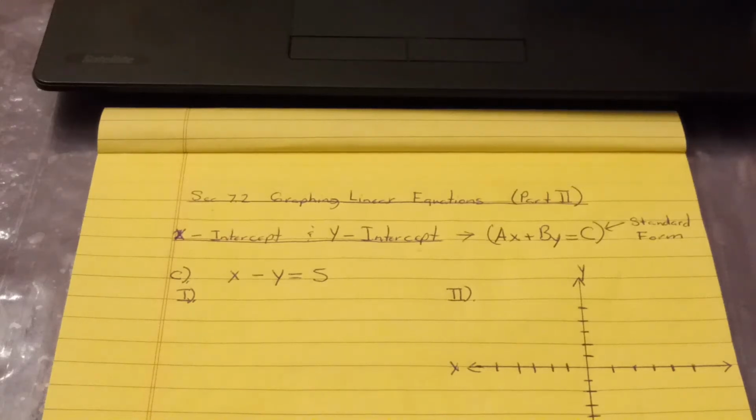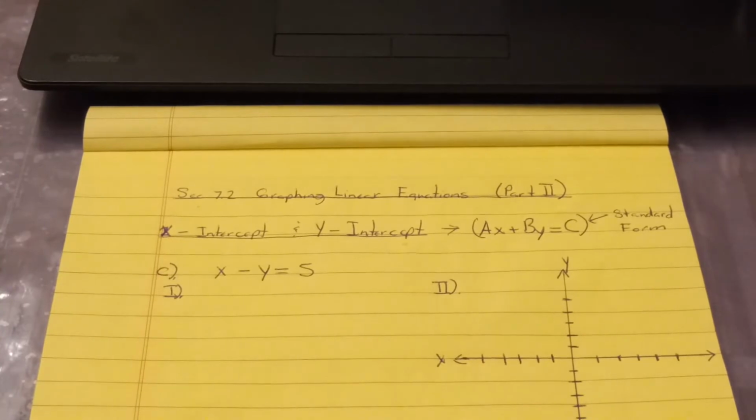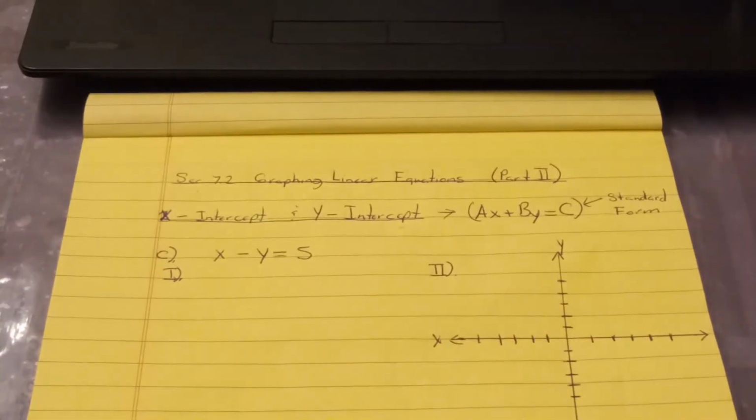Okay, class, so this is part 2 of section 7.2. We're going to discuss the second technique. In the previous technique, we went ahead and discussed what was known as the slope-intercept form. This is known as the standard form.